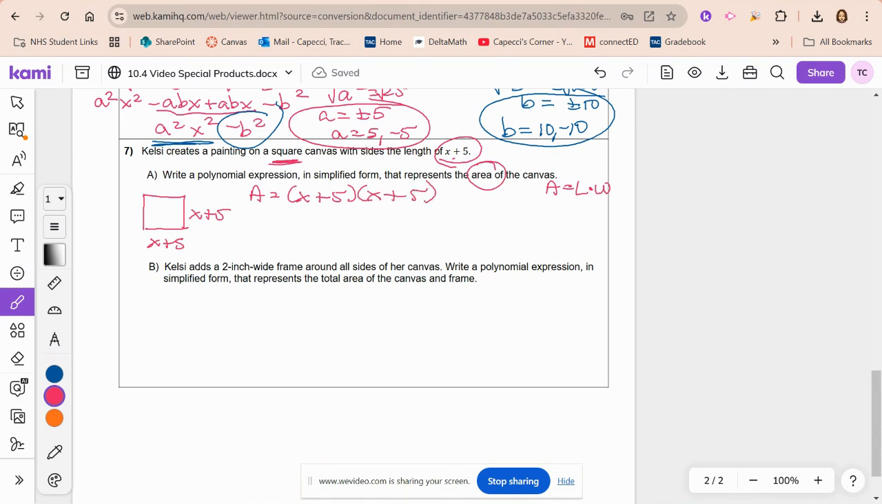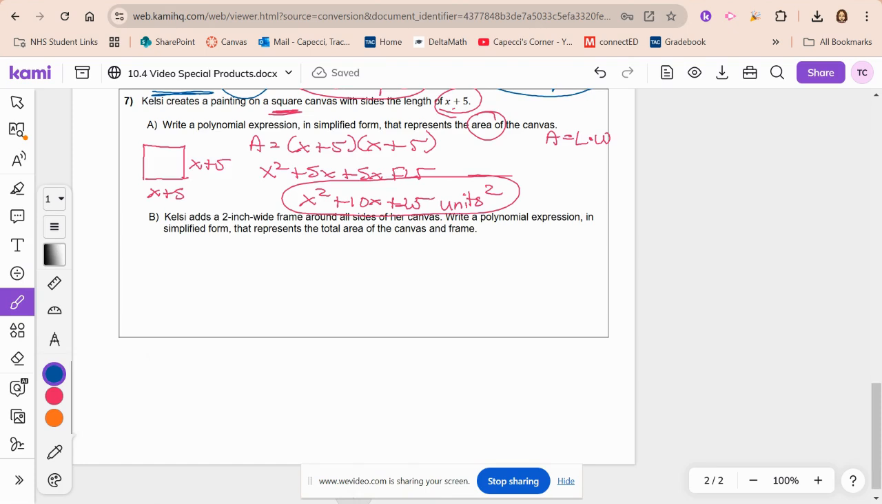Now they are exactly the same, but I'm just going to use FOIL instead of the pattern. It's a little quicker and a little bit more accurate. My outside's 5x, my inside's 5x, and my last is 25. So I have x squared plus 10x plus 25. Now, it doesn't give me a unit, whether it's inches or meters, but I know area is always going to be squared. So I'm just going to say whatever unit that is, that's going to be squared. And that's my final answer right there.